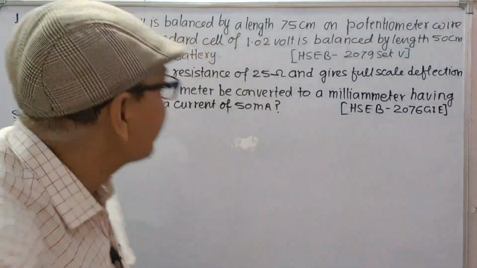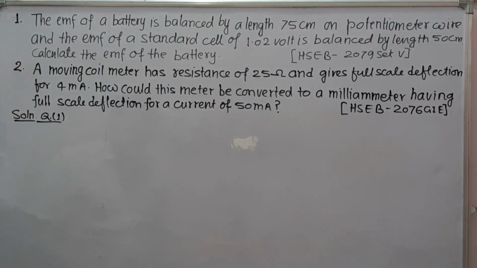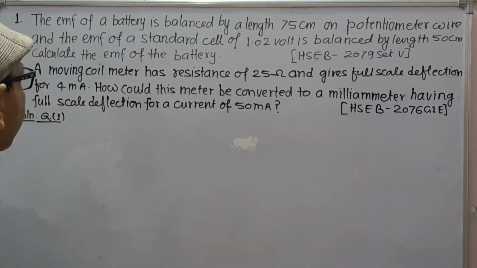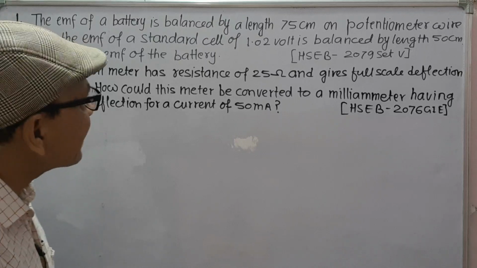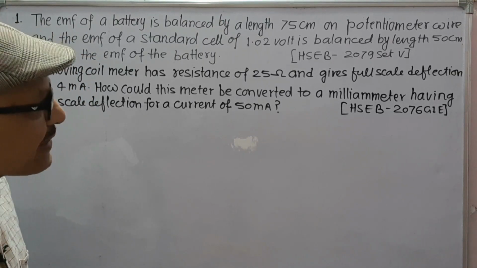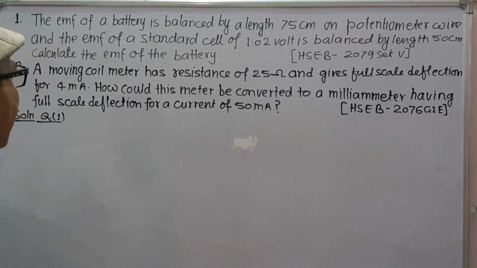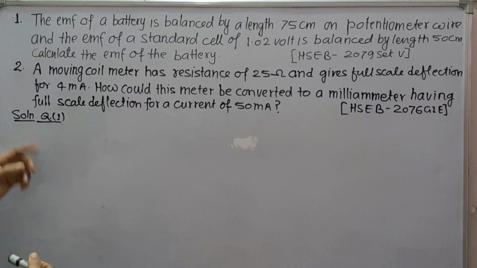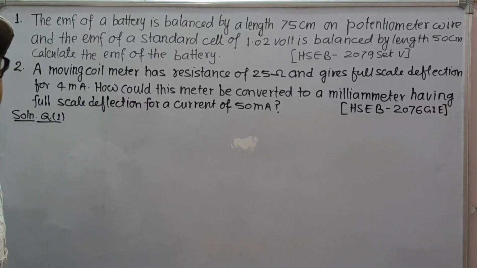The first question is: The EMF of a battery is balanced by a length 75 cm on potentiometer wire, and the EMF of a standard cell of EMF 1.02 volt is balanced by a length 50 cm. Calculate the EMF of the battery. Solution to question 1.